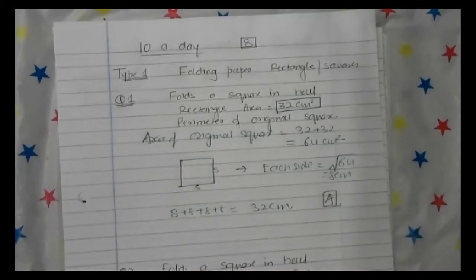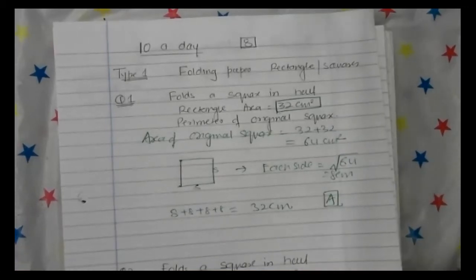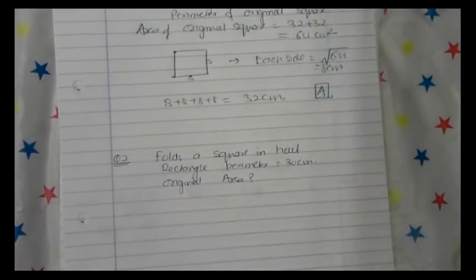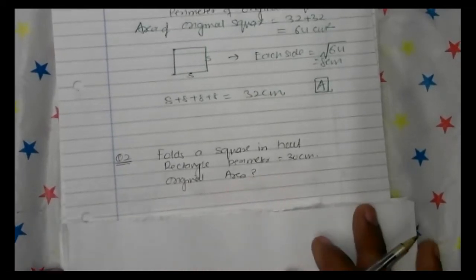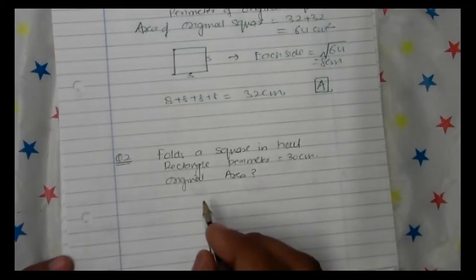Okay, so we're doing question number 2 now, people. Similar, it says we fold a square in half to make a rectangle, and the perimeter is 30. This is a good one now, guys. This is a real good one. Have a look carefully.